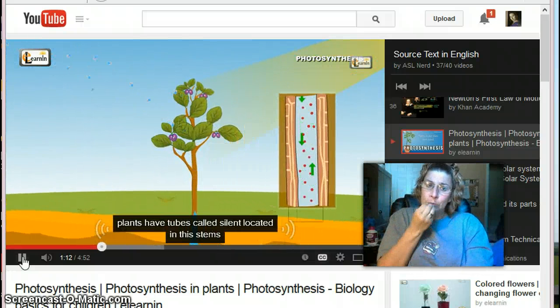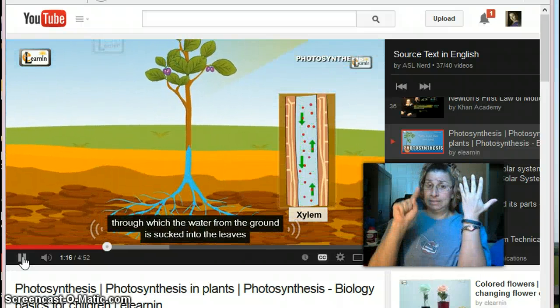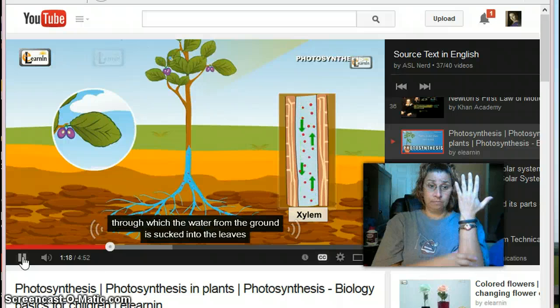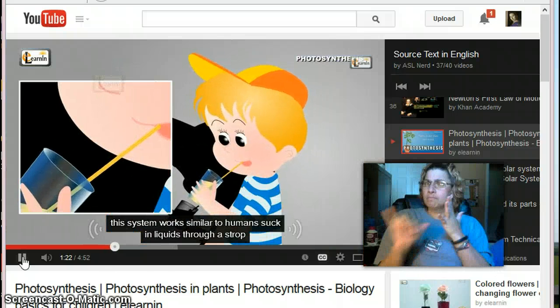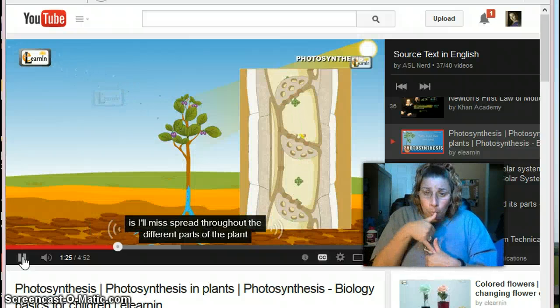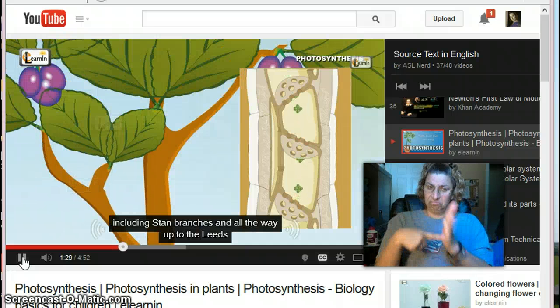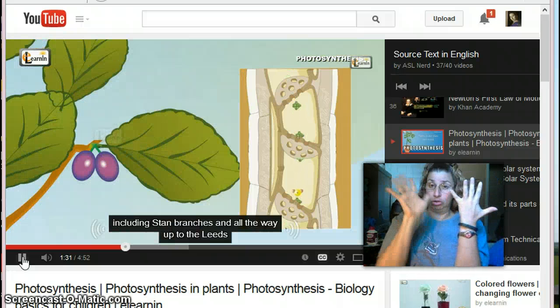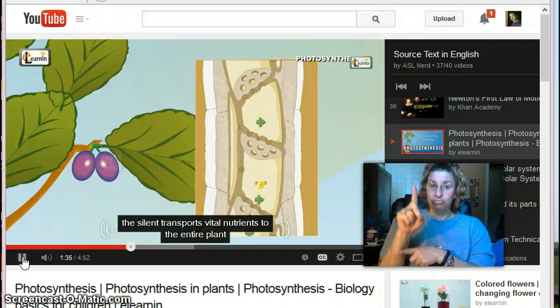Plants have tubes called xylem, located in the stems, through which the water from the ground is sucked into the leaves. This system works similar to humans sucking liquids through a straw. The xylem is spread throughout the different parts of the plant, including the stem, branches, and all the way up to the leaves. The xylem transports vital nutrients to the entire plant.